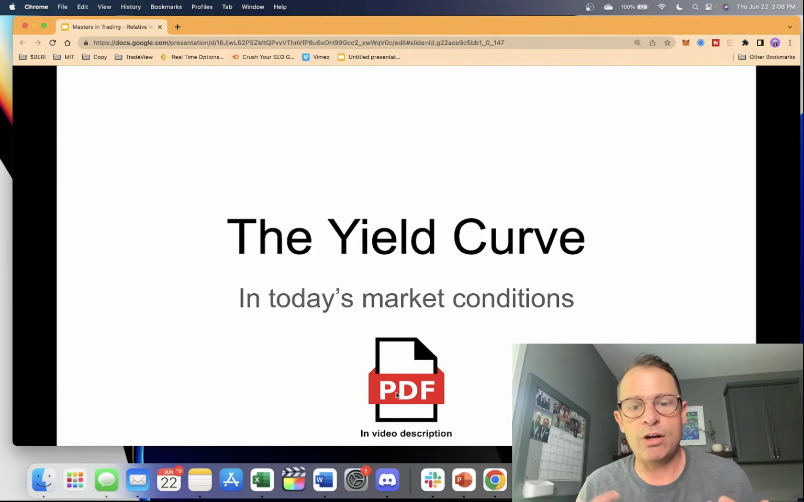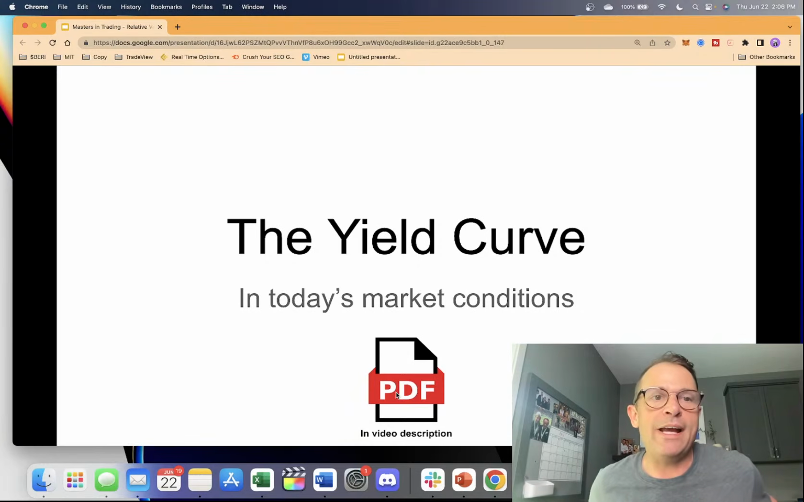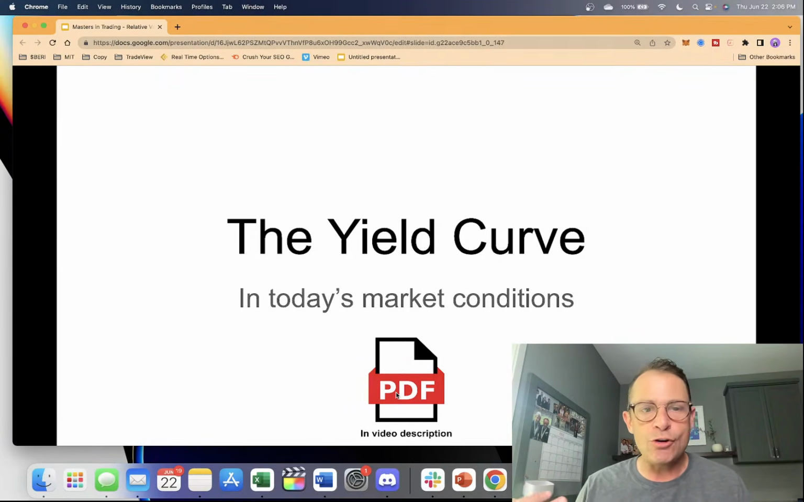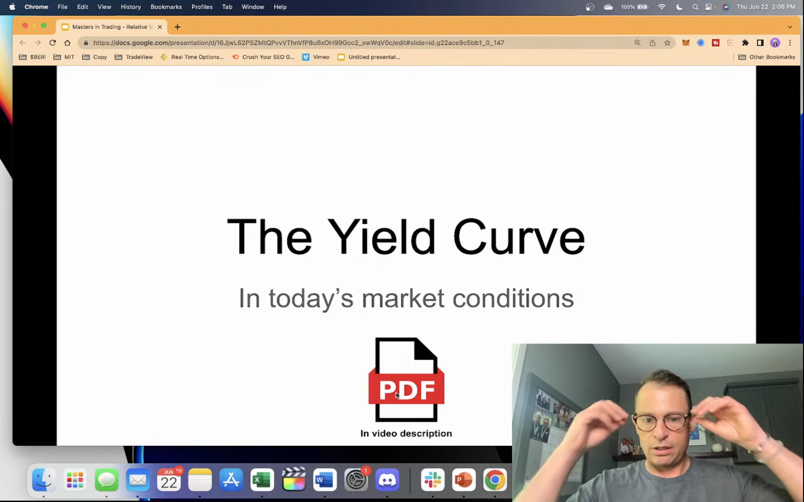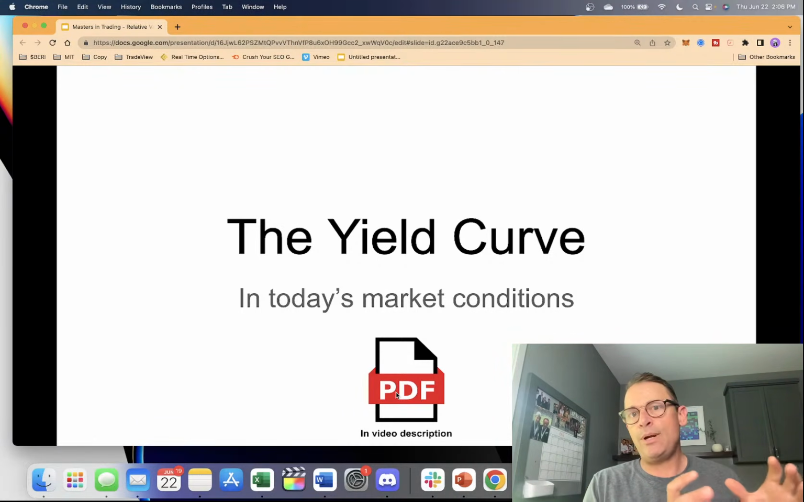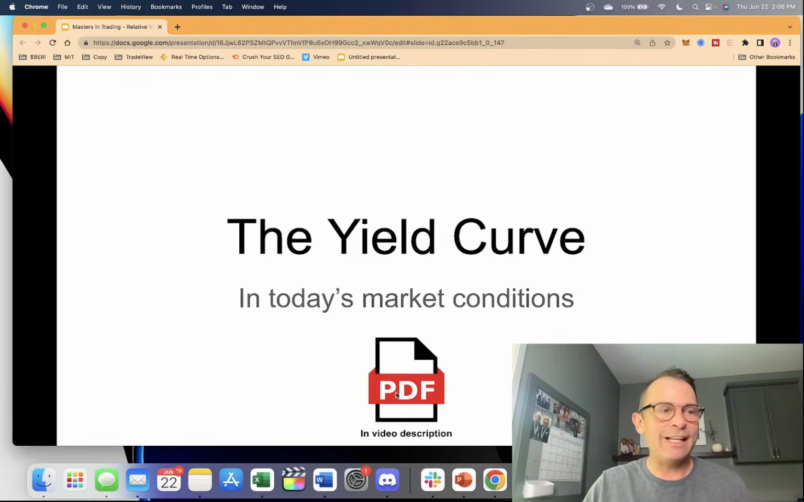Interest rates are a great entryway into what we do, which is relative value trading or pair trading. Because once you can learn pair trading through interest rates, I'm a big believer that you can take that to any other asset class. So let's get going.